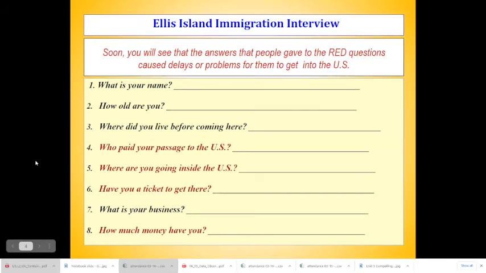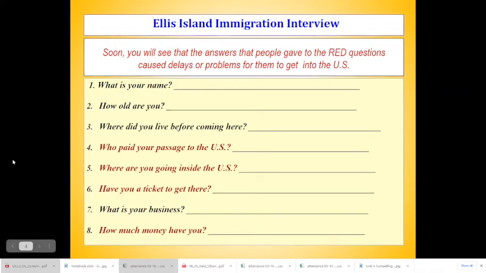So the questions start out very basic. What is your name? How old are you? Where did you live before coming here? Who paid your passage? They wanted to know that. Where are you going inside the US? Have you a ticket to get there? What is your business? How much money do you have? Today, some people would feel that these questions are not proper, but in 1912, they wanted to know this and more.